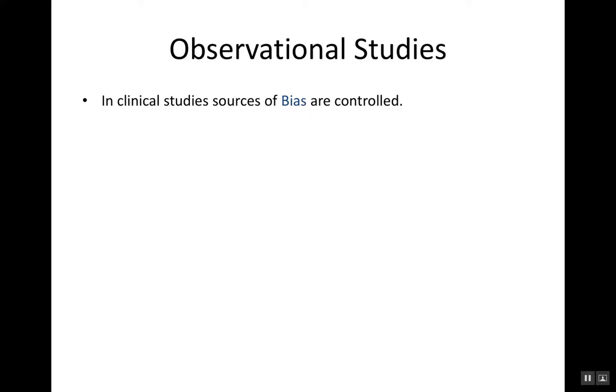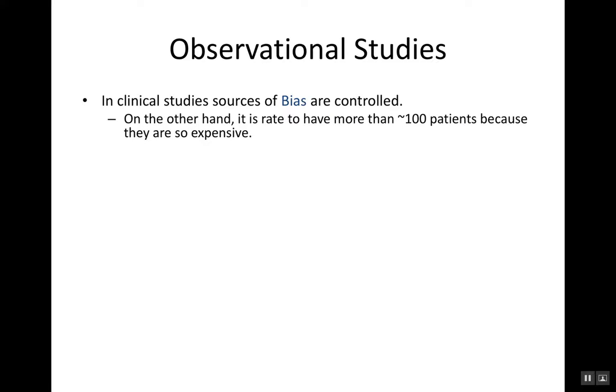The difference is like this. In the clinical trial, the sources of bias are controlled, right? So we basically select a random set of patients, and then we select from them a control and a case, who are treated. And then we can compare and know exactly what the correlation is.